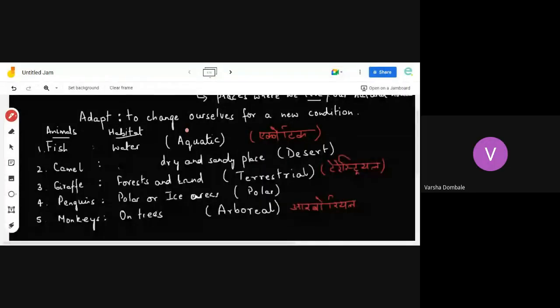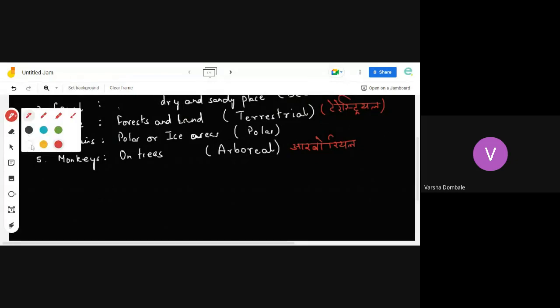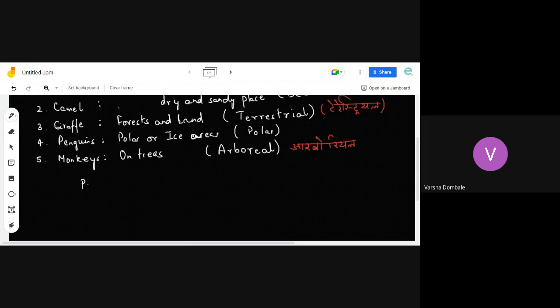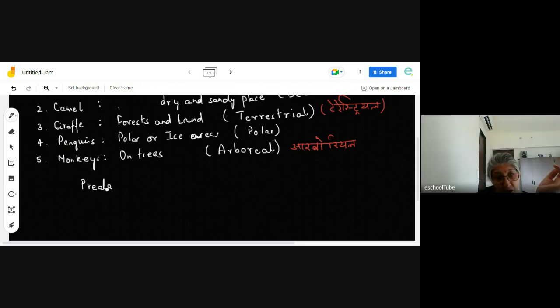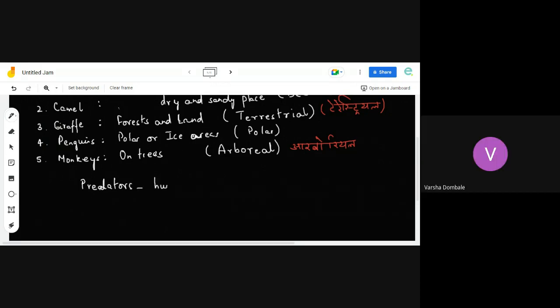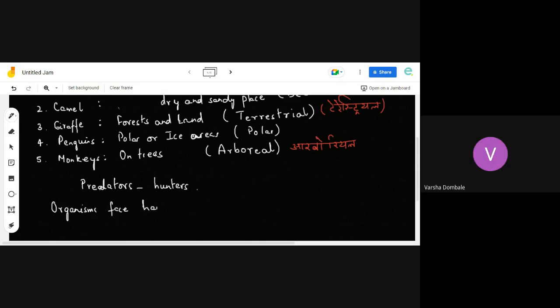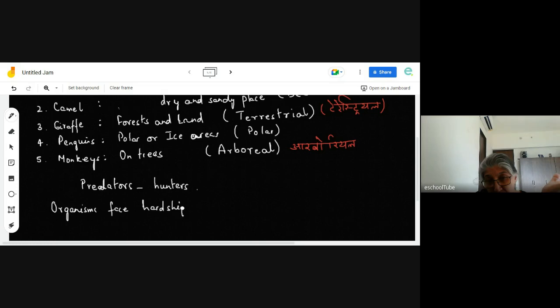Now first tell me, Harshal, what do you mean by predators? Miss, predator means hunter. Yes, right. Predators are hunters. Like lion. Yes. So in spite of living in habitats, organisms face hardships. Like what?